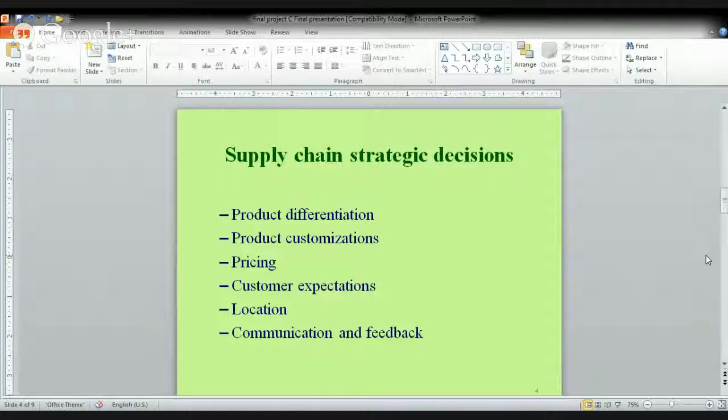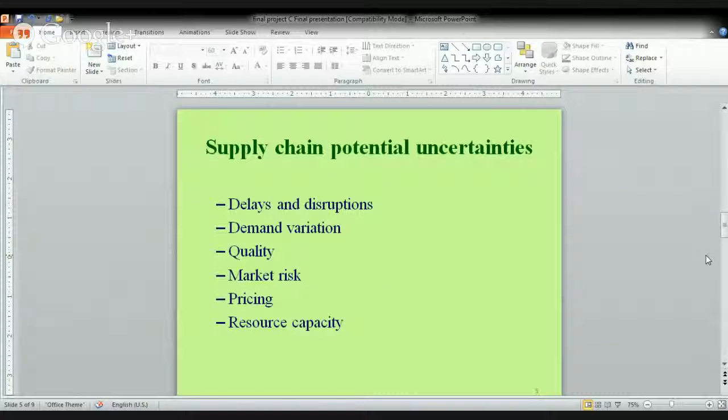For the supply chain operation decisions, the main focus will be on the impact of scheduling, cost and size of transportation, impact of quality and negotiation with the supplier, and the impact of setup resources on the process flow. Then we're going to talk about the supply chain's potential uncertainties. In general, the impact of deficiencies in the supply chain operation can be caused by many uncertain operating conditions, such as delays and disruptions, demand variation, quality, market risk, pricing, and so on and so forth.